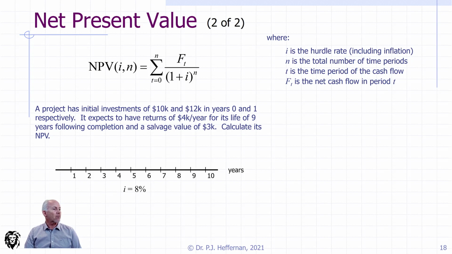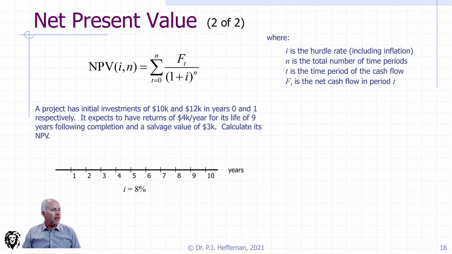So in this case, we have a project. It's going to have initial investments in year 0 and year 1 of $10,000 and $12,000. And then it's going to have a return as an annuity, a consistent uniform series of $4,000 a year over its life of 9 years, following its completion. And finally, at the end of the project, when it's no longer viable to keep going, there's still a salvage value of $3,000 in its last year that we're going to be able to realize. And the question then becomes, calculate its net present value. Is it worth it? Are there sufficient benefits to offset the costs of the project?